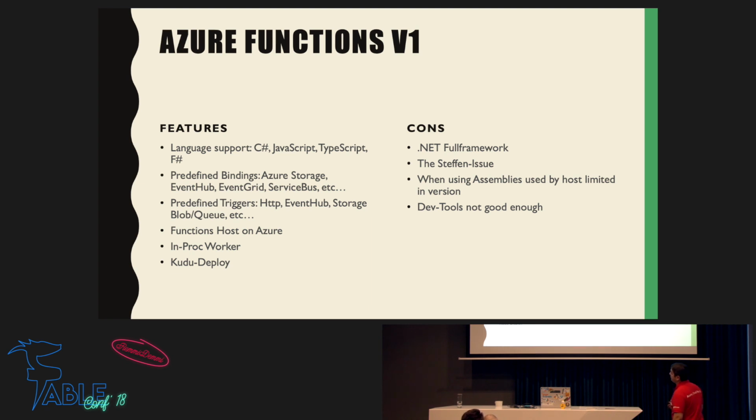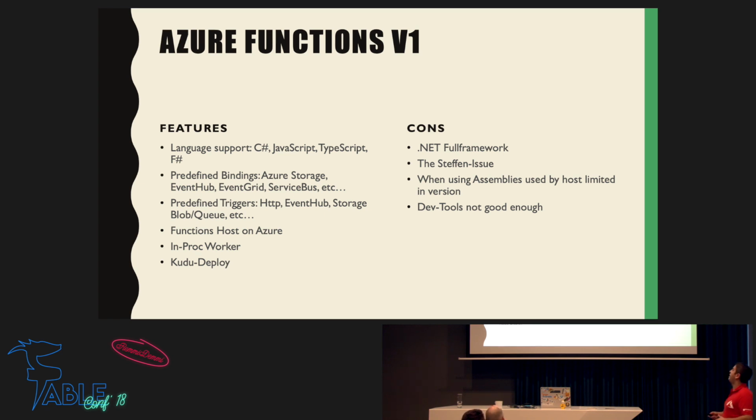The function host was running on Azure, or is still. But the functions were all run in process. There's an IIS which is running the function host, and within the IIS for each invocation call a new task is created, right? And we had to use Kudu to deploy.